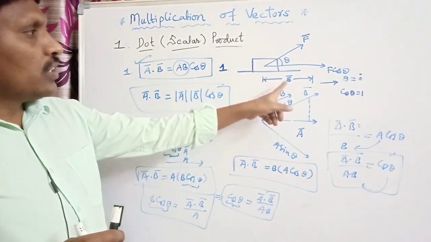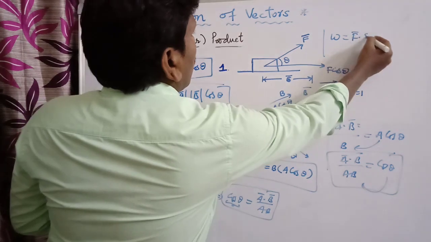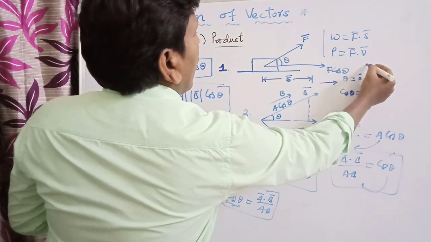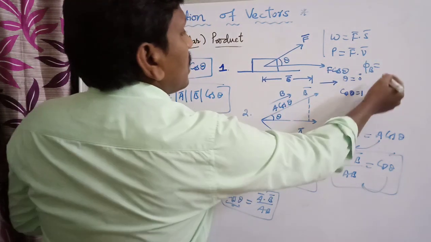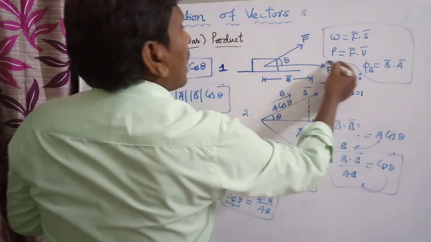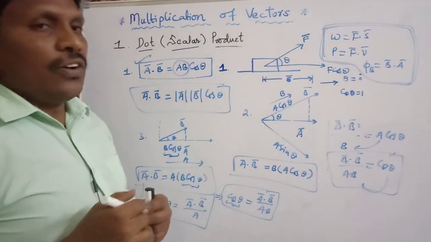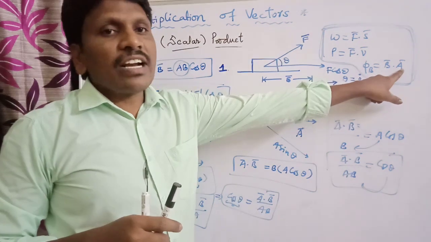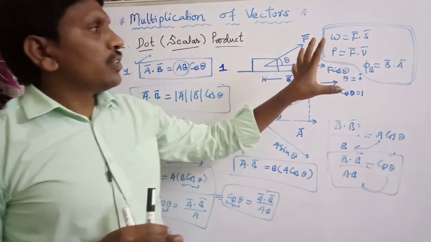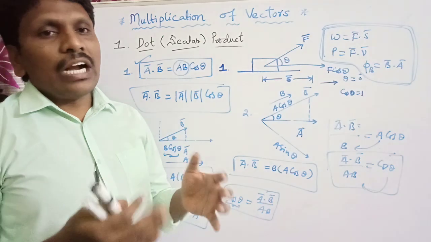So what are the examples? Work is equal to F bar dot S bar, power is equal to F bar dot V bar, and magnetic flux phi B is equal to B bar dot A bar. These are the examples for the scalar product or dot product. Here A is the area vector, not area, and the others are velocity and displacement. So this is how we can understand the scalar product or dot product.